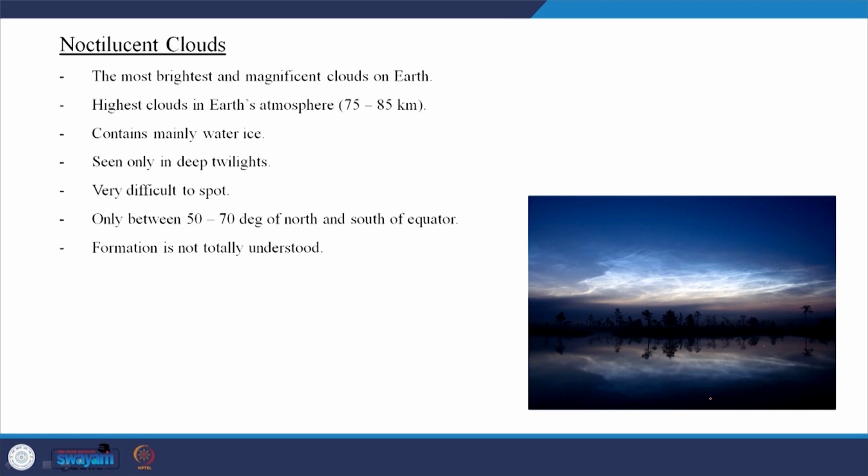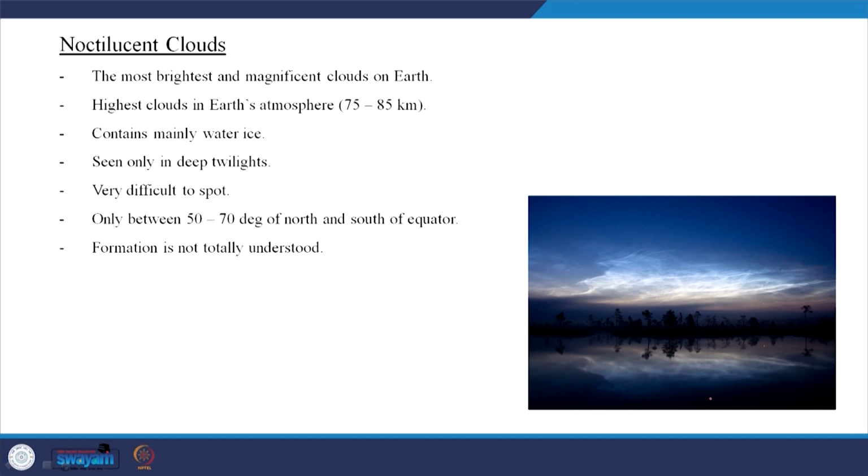Then another important type of cloud, which is not relevant for precipitation or moisture or phase transitions, is called the noctilucent clouds. They are the brightest and most magnificent clouds that we can see from the earth. They are the highest clouds, not in the altitude ranges that we have defined for classification of clouds. They are typically at 75 to 85 or 90 kilometers altitude. There is still a lot of research going on to understand the formation and effects of noctilucent clouds. They mainly consist of water ice. They can be seen only in deep twilight.